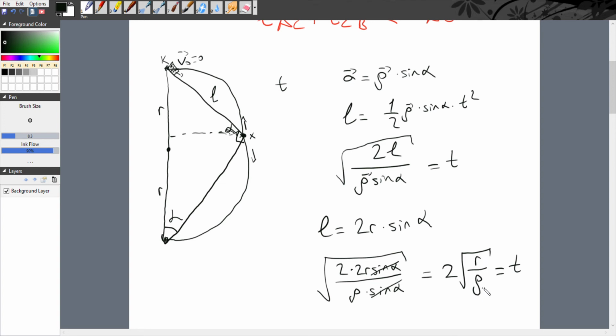So as you see, our time only depends on the radius of the circle and the constant acceleration of gravitation. So whenever I put that point x anywhere on the circle, it will reach that point at the same time, whatever happens. So we will use this fact to solve our problem.